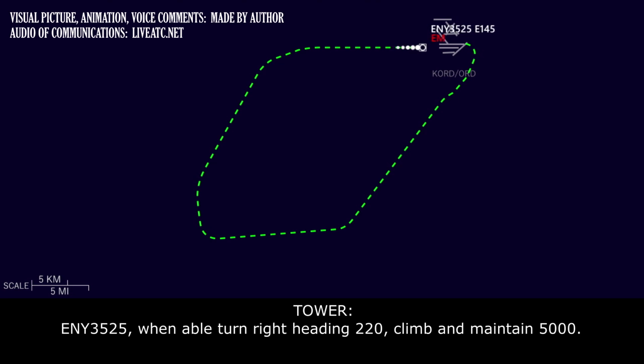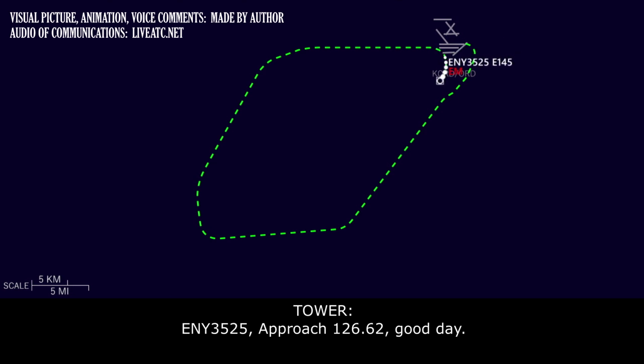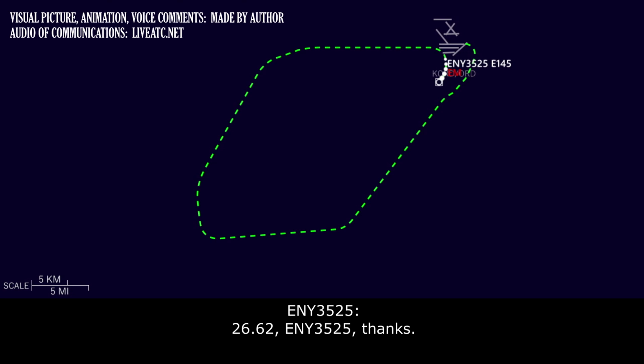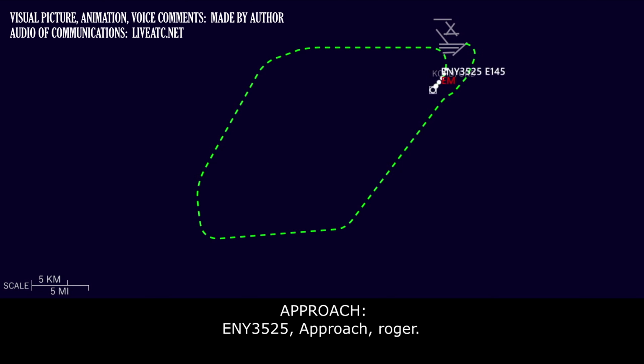Envoy 3525, turn right, heading 220, climb and maintain 5,000. Right turn heading 220, climb and maintain 5,000, Envoy 3525. Envoy 3525, departure 126.62 today. 126.62, Envoy 3525, thanks. Chicago approach, Envoy 3525 is with you, climbing 4,500 for 5,000 for 10 center. Envoy 3525, approach, Roger.